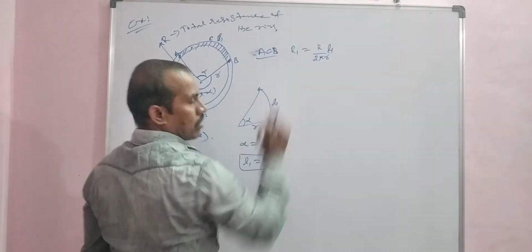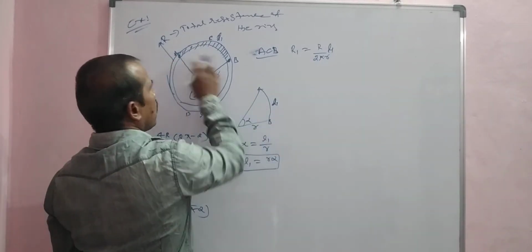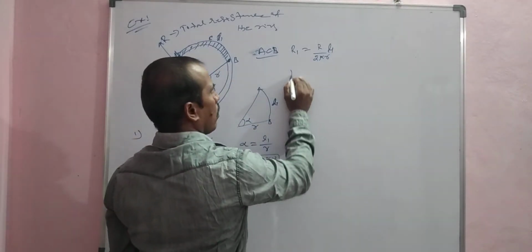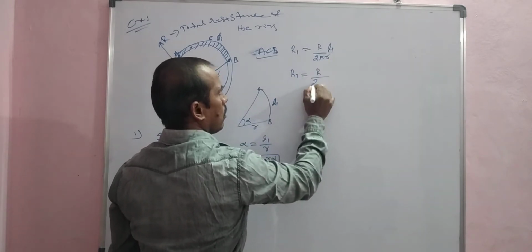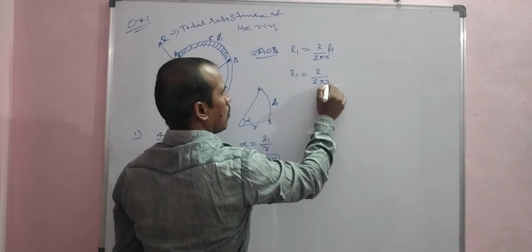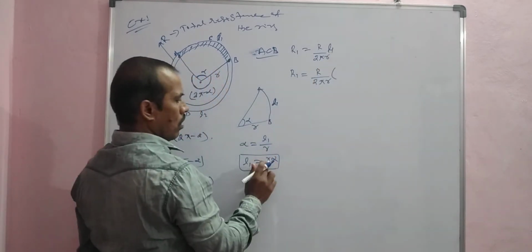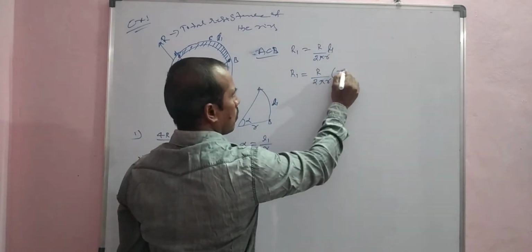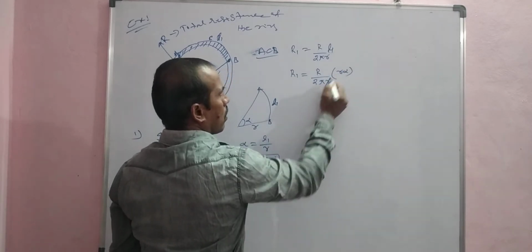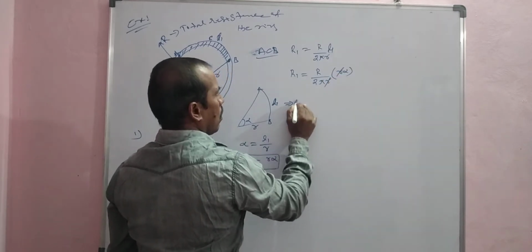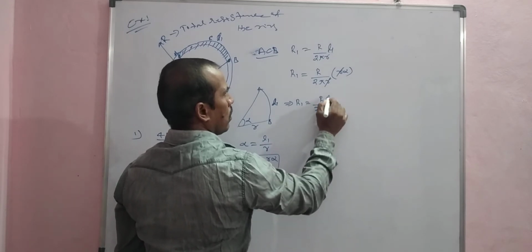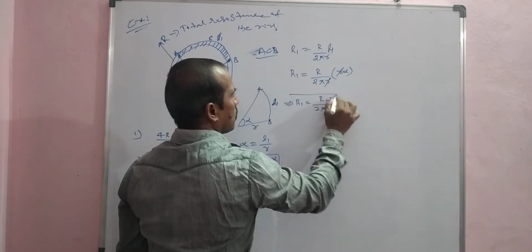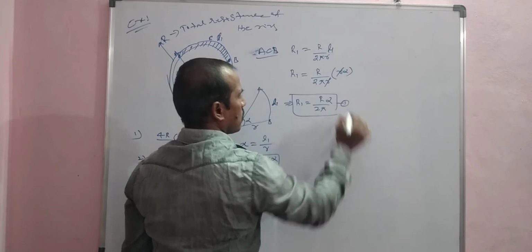So portion L1 is equal to R alpha. Substituting this here, the resistance of the portion AB, R1, is equal to R by 2 pi R into L1, which is R alpha. So R gets cancelled. So R1 is equal to R alpha by 2 pi. This is equation 1.